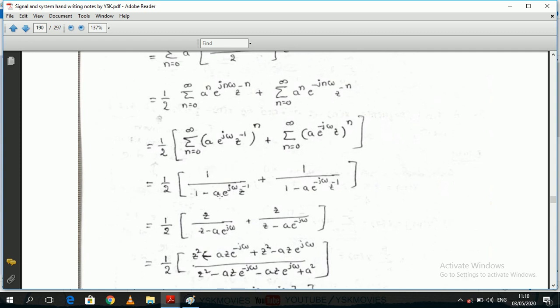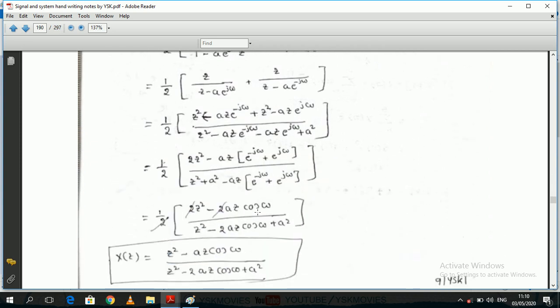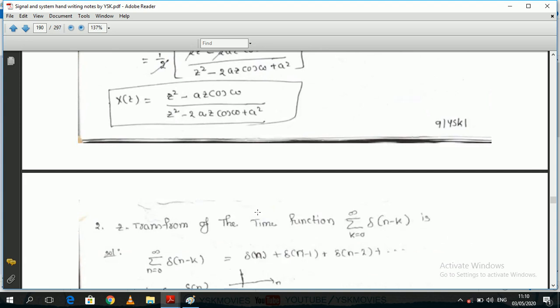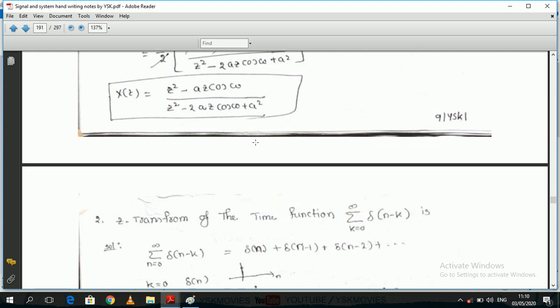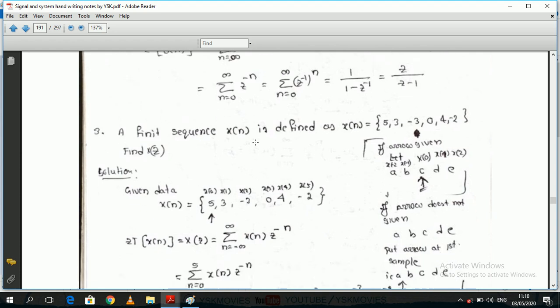1 by 1 minus a, 1 by 1 minus a. So after a lot of normalizations, you finally get X of z equal to this expression. This is about how we solve the z transform for sinusoidal signals. You can solve all such problems by using your respective textbook or my notebook. So this is all about the z transform.